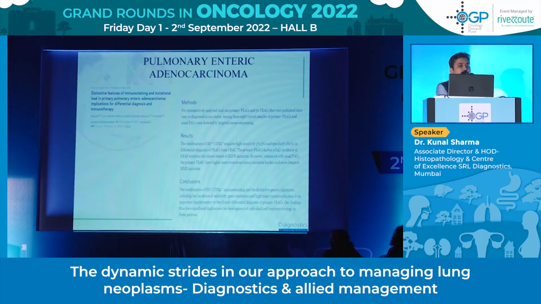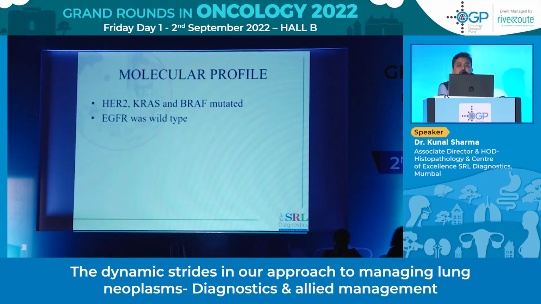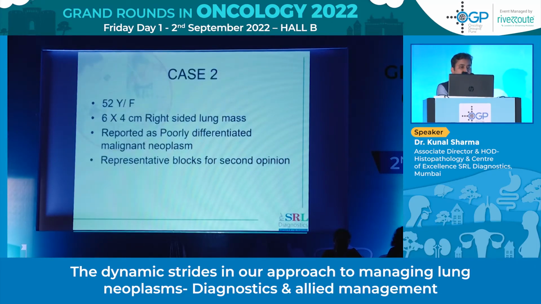I gave a diagnosis of pulmonary enteric adenocarcinoma. These show just the immunophenotype that we saw. These are usually positive for CDX2 and negative for SATB2. When we tested these for the molecular profile, we saw mutations in HER2, KRAS and BRAF, and EGFR was wild type, again, which correlates very well with this subtype of pulmonary enteric adenocarcinomas.